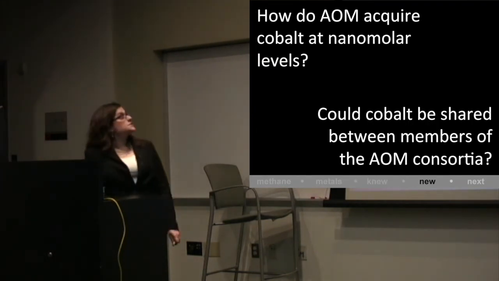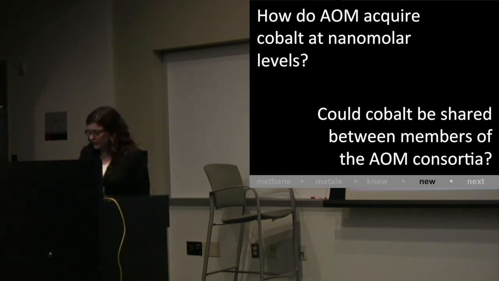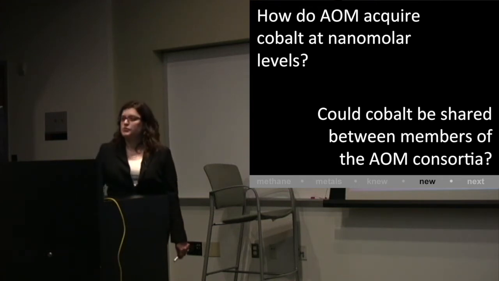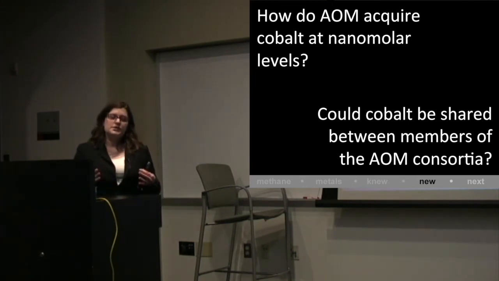So this leads us to wonder, how do these consortia then acquire cobalt at very low concentrations, at nanomolar levels? And also, could cobalt be shared between members of the AOM consortia, given that we don't fully understand the intermediates involved in these symbioses?